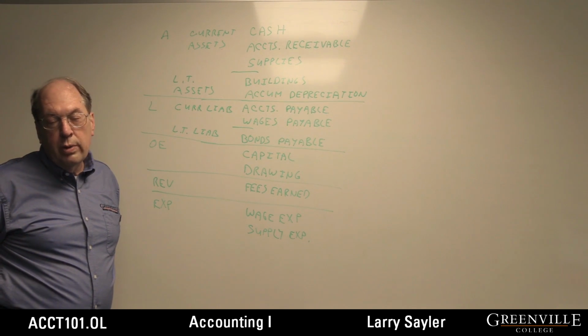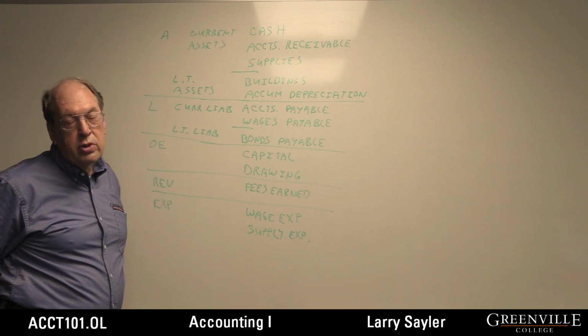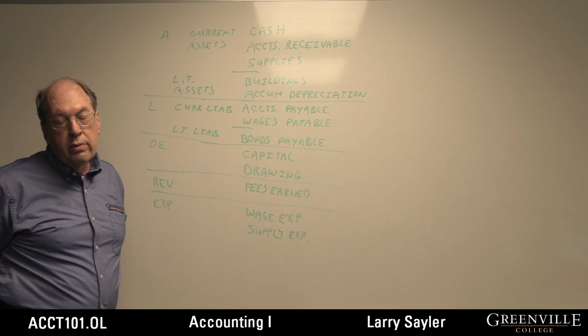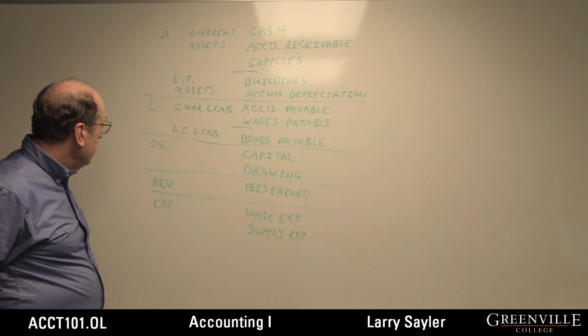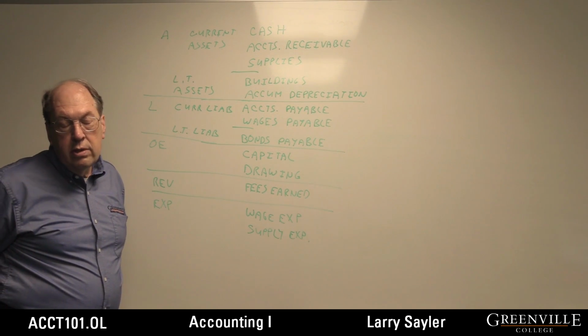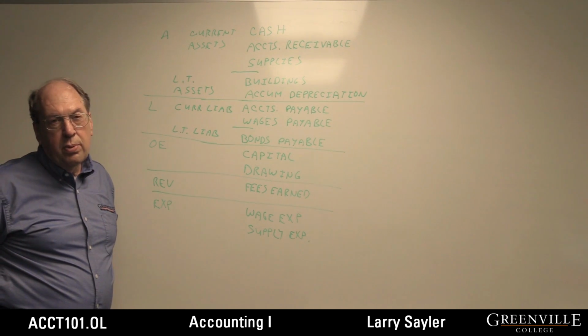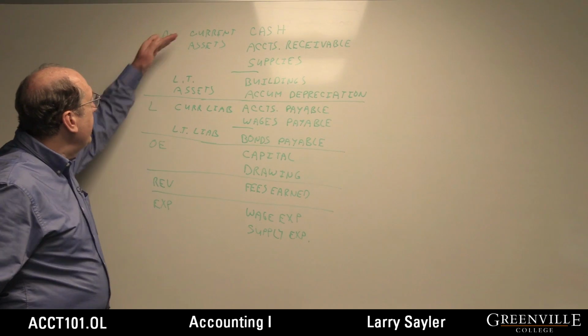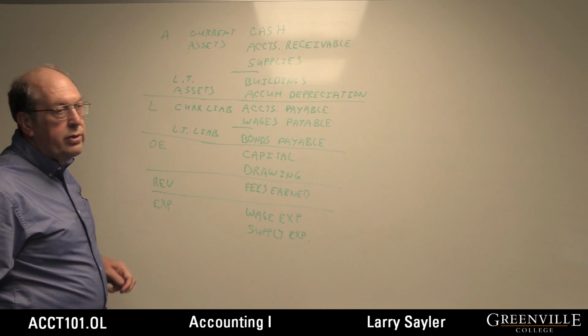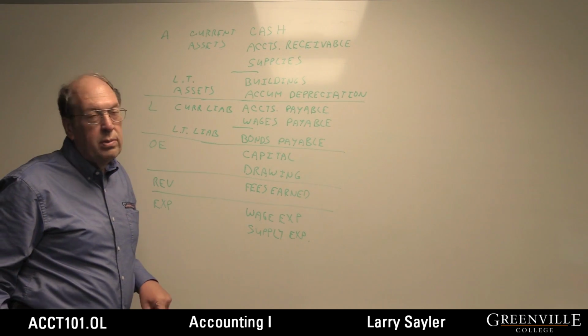Owner's equity, we talked one of the initial weeks about capital is when the owners put money in. Drawing is when the owners take money out. And revenue, the book likes to use the revenue account, fees earned, and expenses could be wage expense or supply expense. Now this is how I think of these: current assets and long-term assets, current liabilities, long-term liabilities.